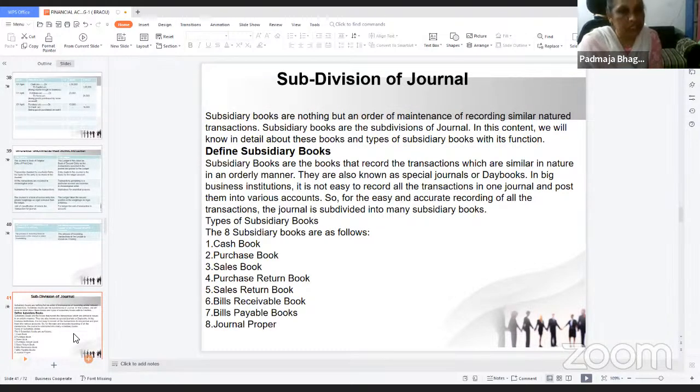Now, subdivision of journals, that is, subsidiary books. Just now I told you that there are many accounts. Subsidiary books mean subdivision of journals. In the journal, you would write all the entries in the same book: sales, purchases, rent, salaries, depreciation, insurance, and many more. Instead, you write them in subsidiary books and maintain the record of similarly natured transactions.